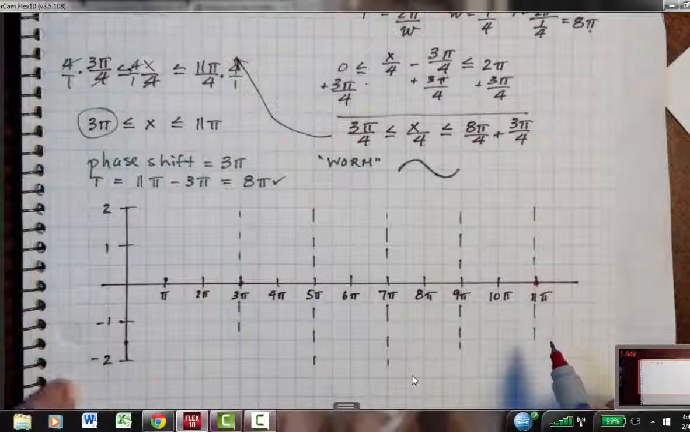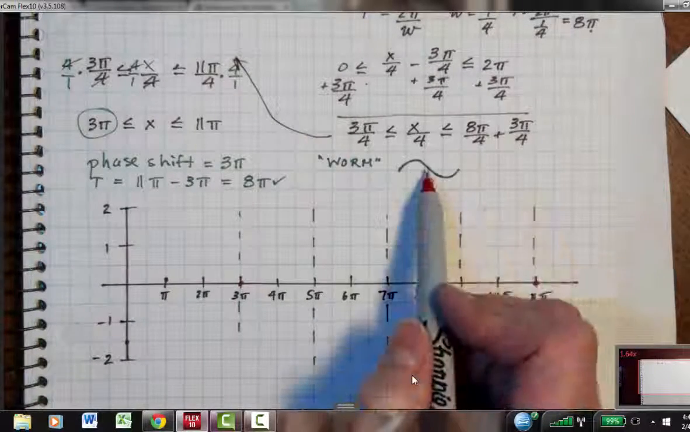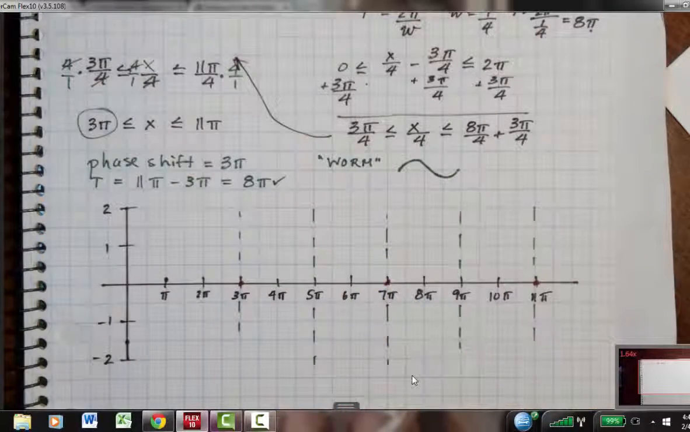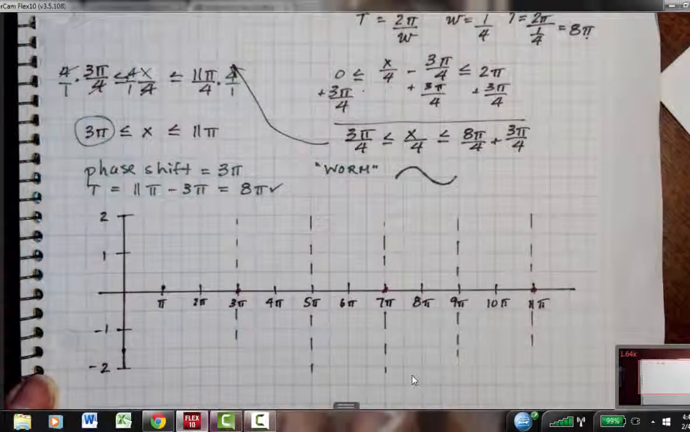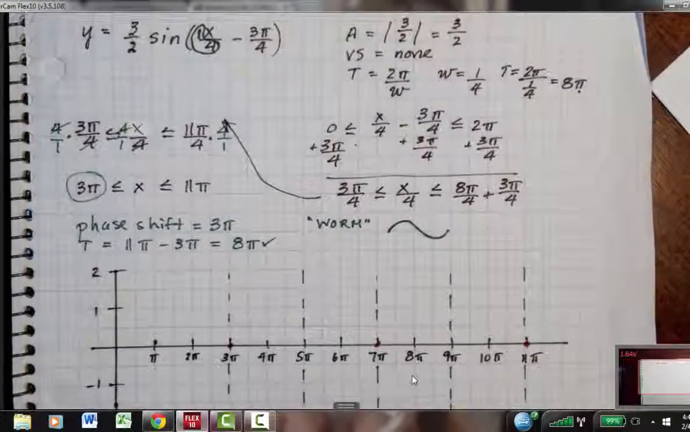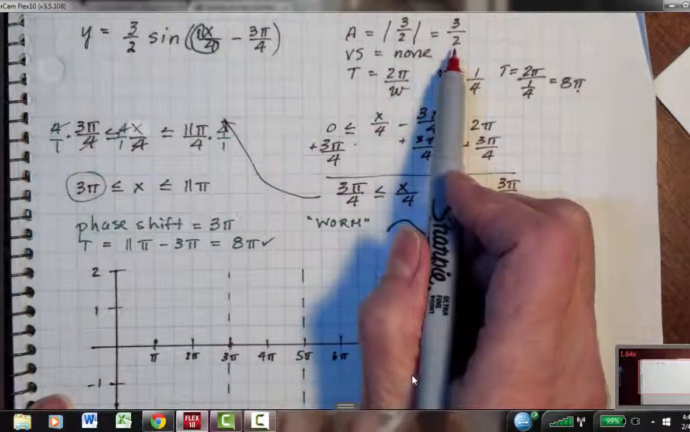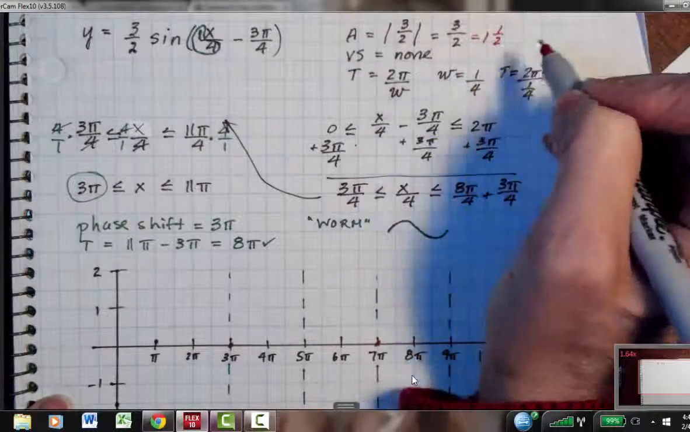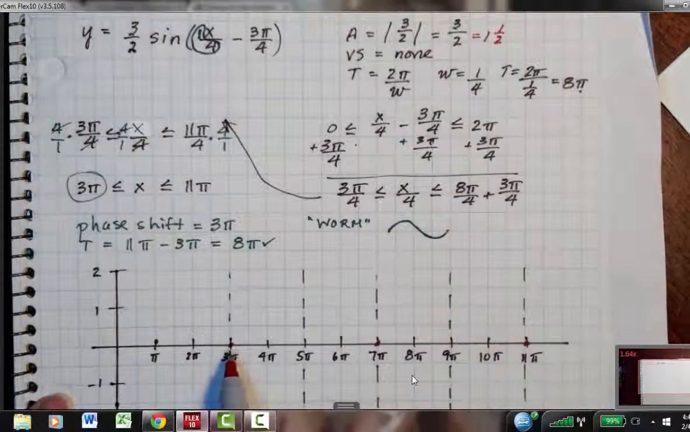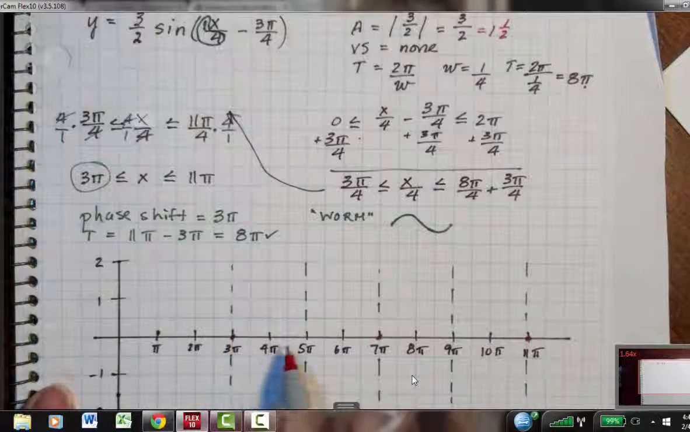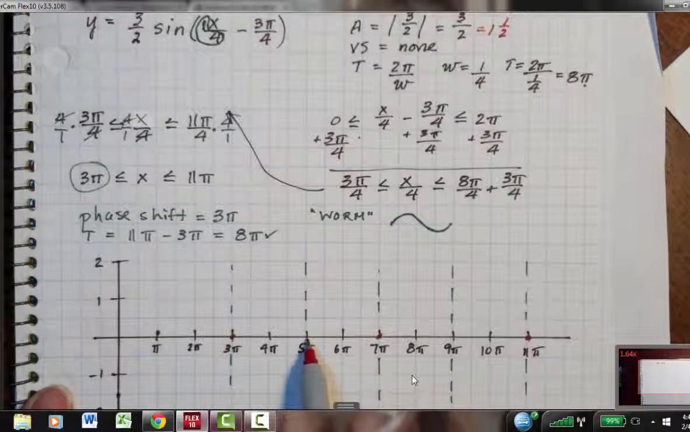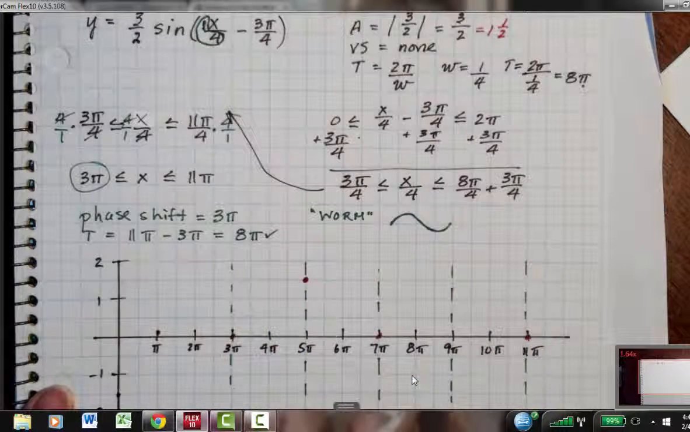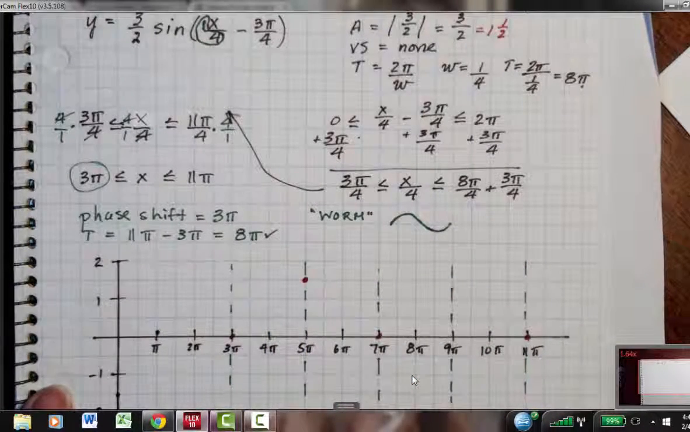So that's the beginning and the end of my period, and then in the middle, so I have to find the middle, which is 7 pi, I'm going to also be at 0. Then I have to figure out my maximum, and my maximum is going to be found by the amplitude. And my amplitude is 3/2, which is the same as 1 and 1/2. So from 0, my x-axis, at my first quarter, I'm going to be going up 1.5. So there's my amplitude in the positive y direction.